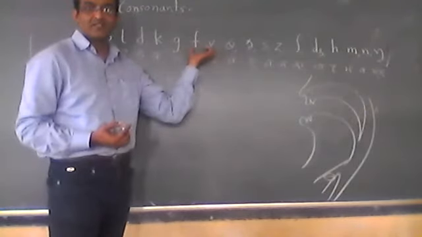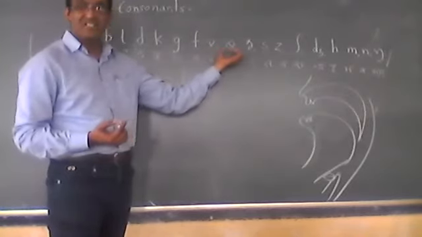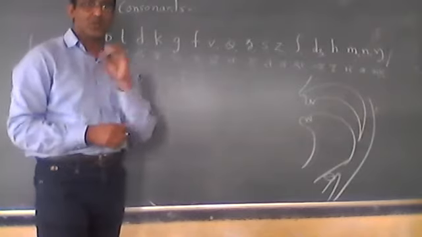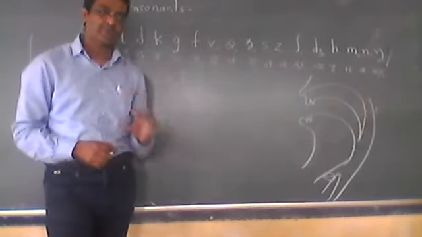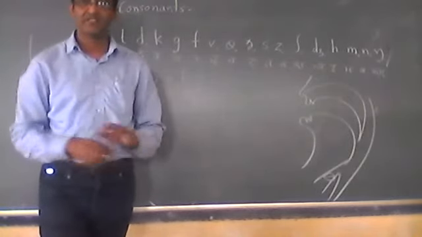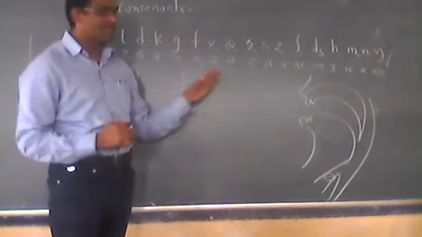For f and v, again, the lips are used. Then the teeth ridge is used. Like this, we have to understand where the production of these sounds takes place, where the particular sound has been articulated.